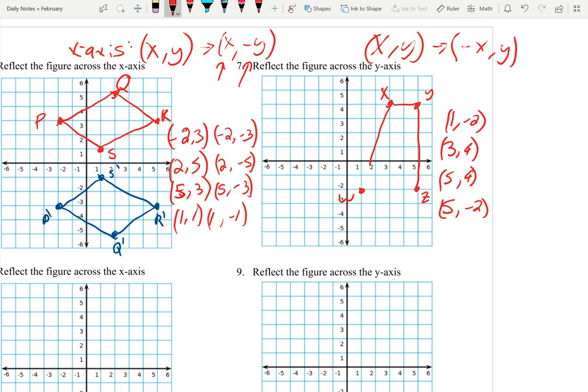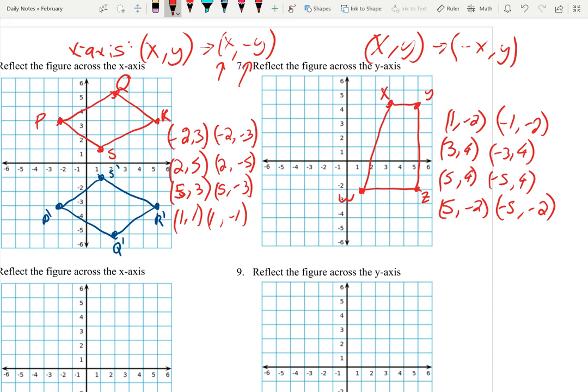So to reflect this across the y-axis, we're going to follow that rule, -x, same y. So this would become a -1, -2. This would become a -3, positive 4, -5, positive 4, and then -5, -2.